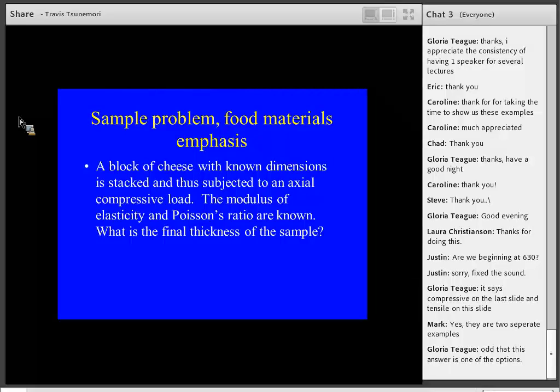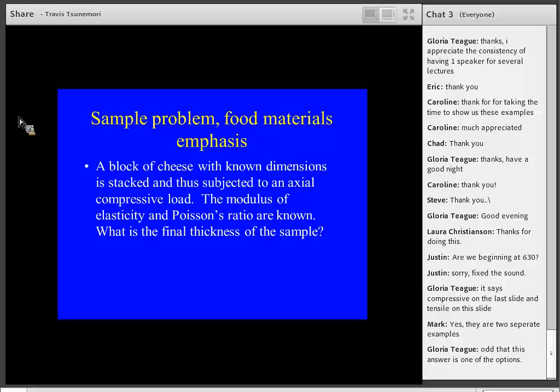I haven't put the numbers in here, but this again is sort of a thought problem. You're stacking cheese. Oftentimes you need to stack food materials. It is subjected to an axial compressive load. So they're stacked up and they're being compressed, perhaps by their own weight or maybe by the weight of something else. The modulus of elasticity and Poisson's ratio are known. This is just like the steel, except something tells me the properties will be different. What is the final thickness of the sample?